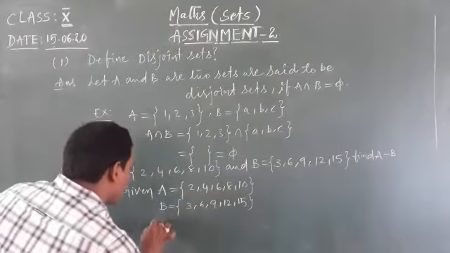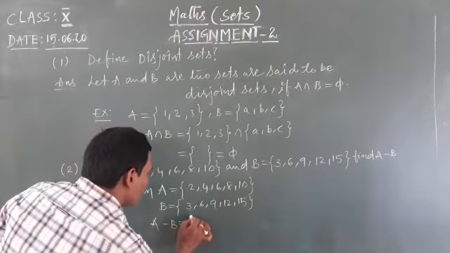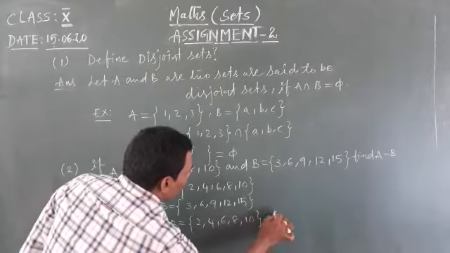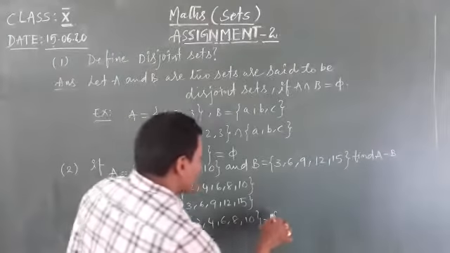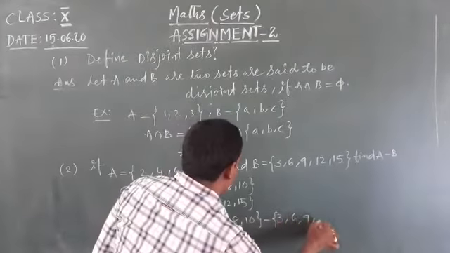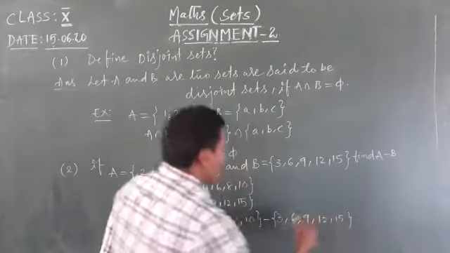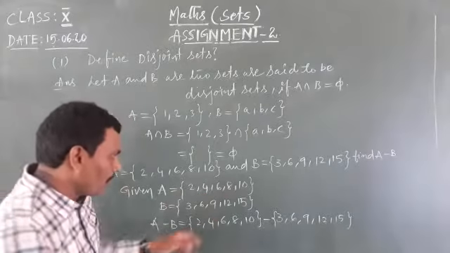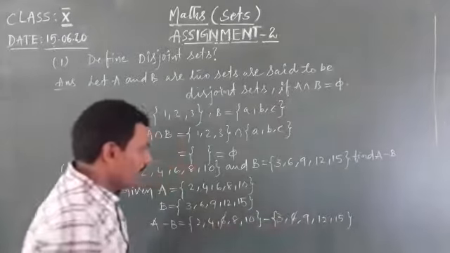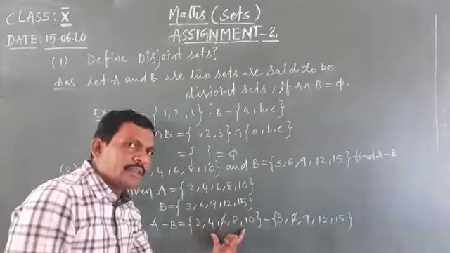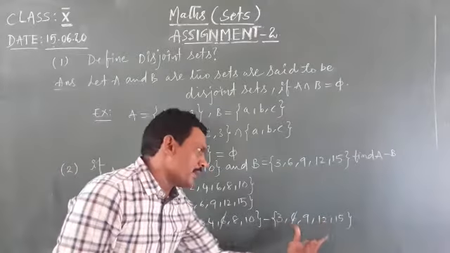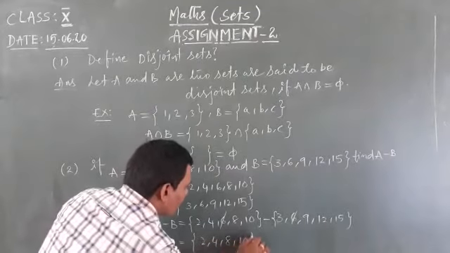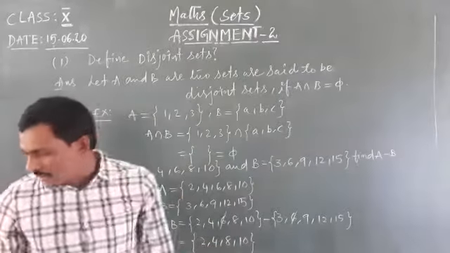So now the answer for A minus B: {2, 4, 6, 8, 10} minus {3, 6, 9, 12, 15}. We take the elements of A that are not in B. The common element is 6, so the remaining elements of A, which are not in set B, are 2, 4, 8, 10. So this is the second answer. Third one.